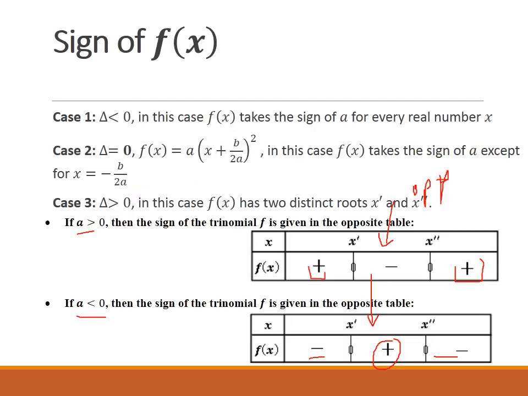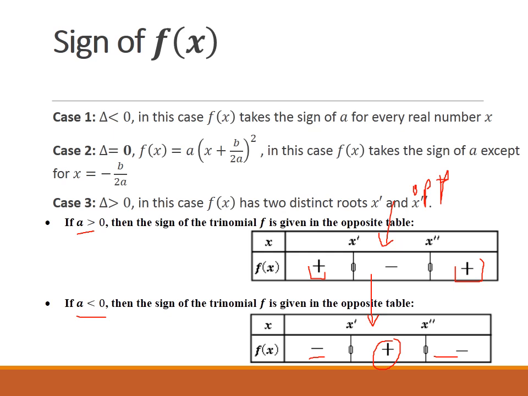Our lesson is to find the sign of f of x. If delta is negative, then f of x takes the sign of a. If a is positive, then f of x is positive for every x. If a is negative, then f of x is negative for every x. If delta equals 0, then in this case, f of x takes the sign of a except for x equals minus b over 2a.